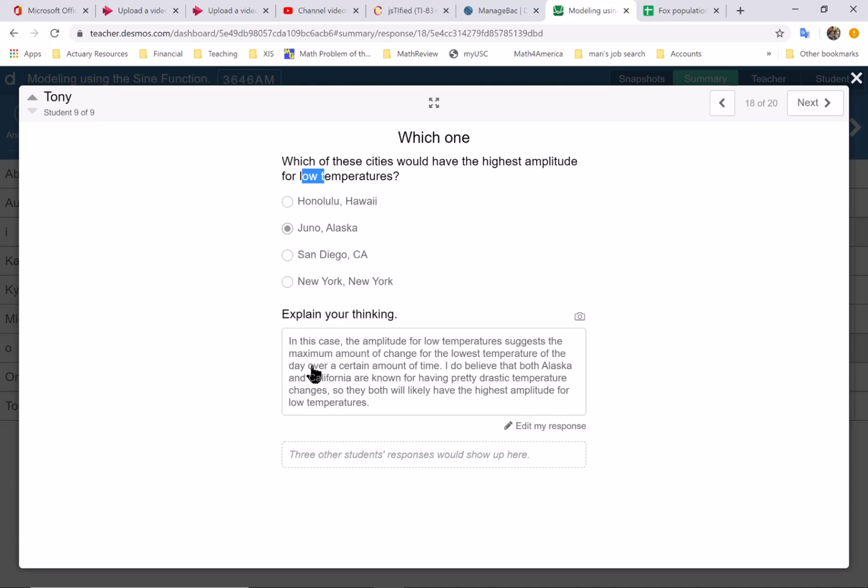But I would say the further away you get from the equator, the larger amplitude you would end up getting, because you're getting to more extreme temperatures, right? Higher highs and lower lows. So I think Juneau, Alaska is a good example.